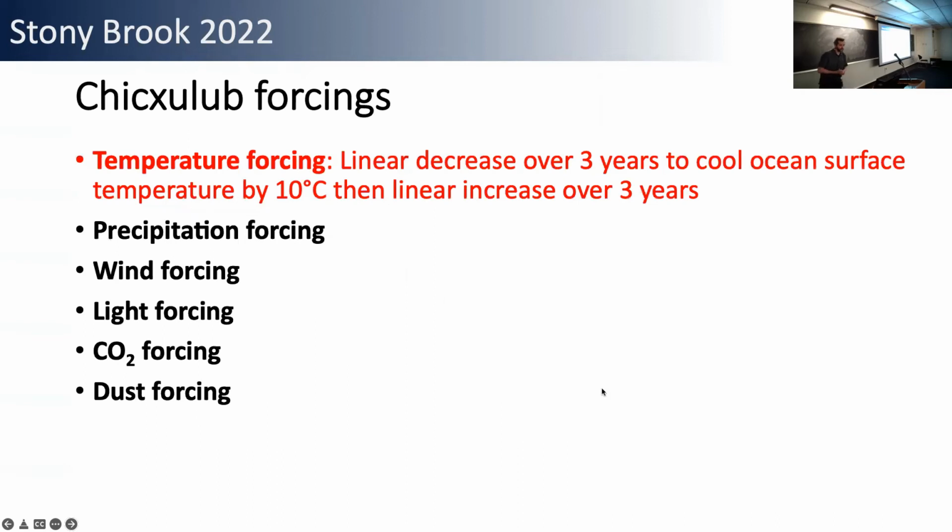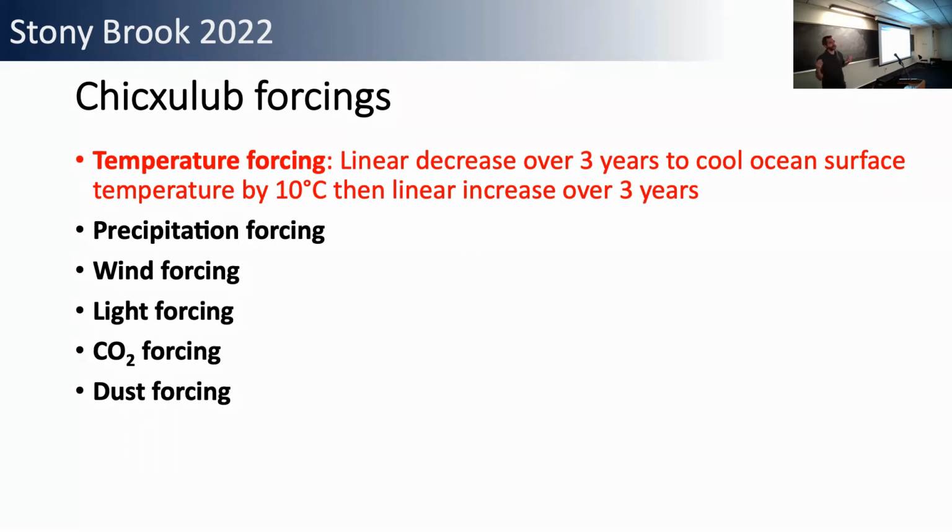All right. So we mentioned that there's all these different forcings that could be leading to this extinction. And so I've broken them down here into the temperature change, the precipitation change, the change in the winds, the change in light, and CO2 and dust. And so we're able to force this ocean model with each one of these changes independently. And at the end, I'll look at them all together.